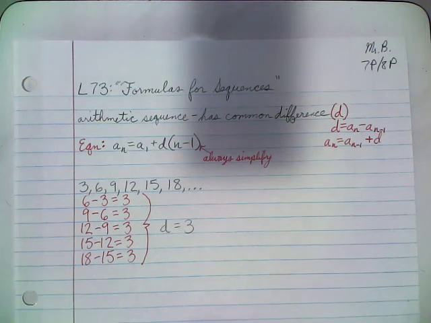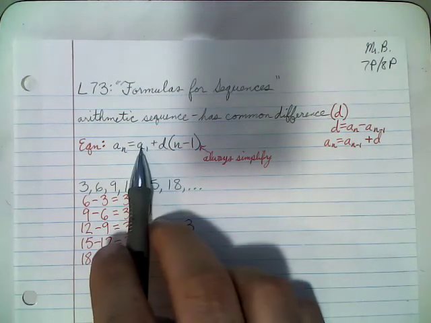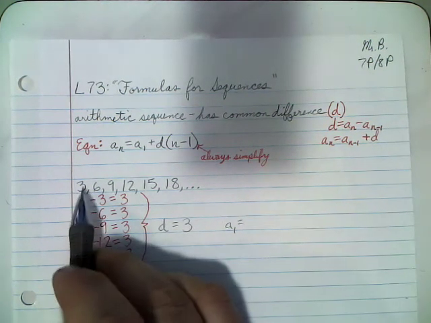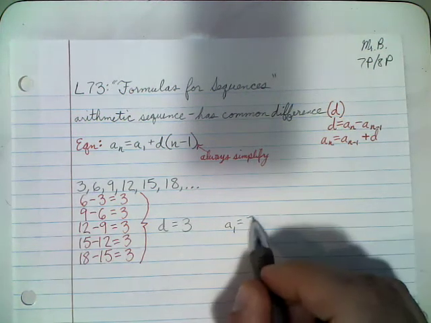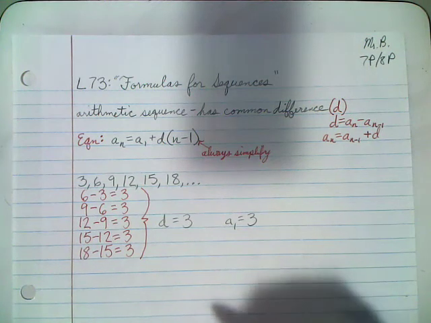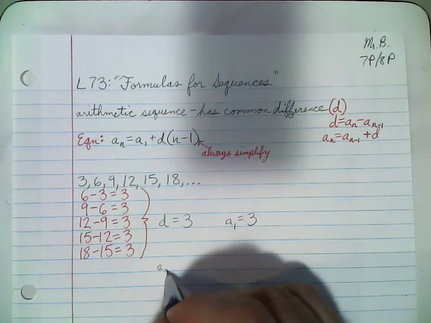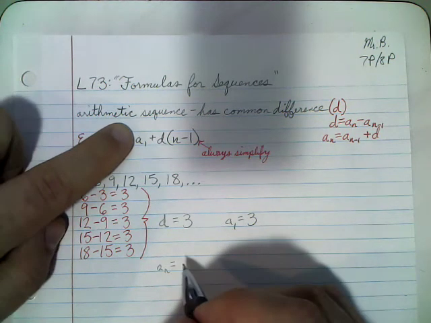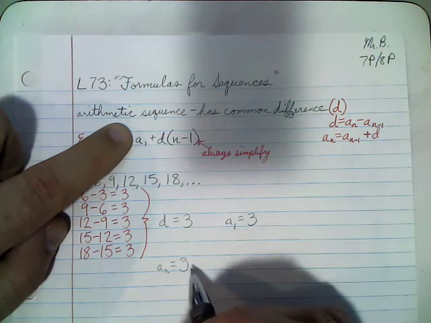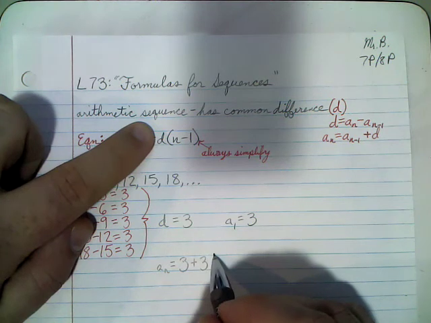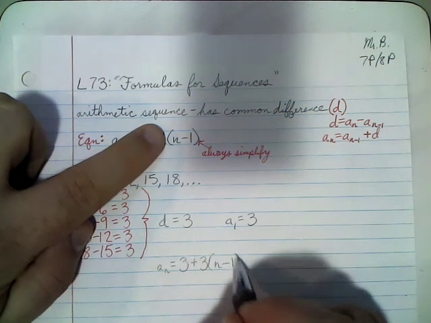Now, in order to find the equation, I also need to know not just D, but I need to know the first term. So the first term here, a sub 1, well, the first term is 3. That's just the first number in the sequence. So the equation of this sequence right here then will be a sub n equals a sub 1, which in this case is 3, plus D, which is also 3, times n minus 1.